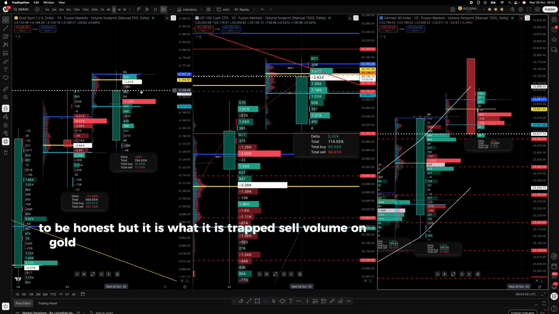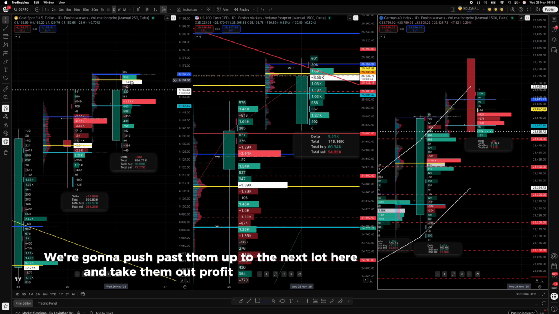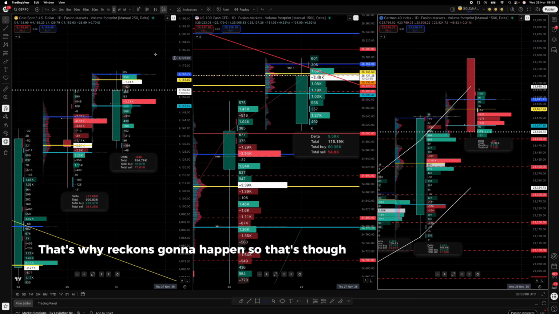So that's the gold trade. We've just trapped these sellers here at minus 2.23. We're going to push past them up to the next lot here and take them out profit at minus 131. That's what I reckon is going to happen. So that's gold and NAS we've got trades in. Germany, we'll leave for now.